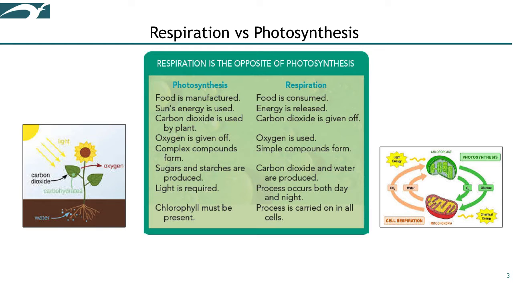In photosynthesis, complex compounds are formed. In respiration, you have simple compounds being formed. Sugars and starches are produced in photosynthesis. You have carbon dioxide and water produced in respiration. In photosynthesis, light is required, whereas respiration occurs both day and night. Chlorophyll, which is key to photosynthesis, has to be present. In respiration, the process is carried on in all the cells.